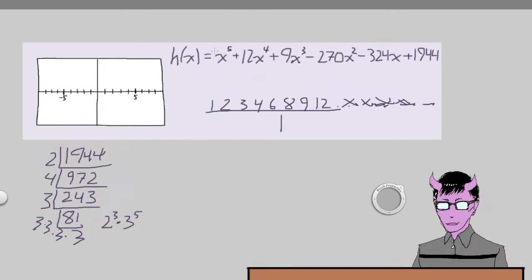Let's check Descartes' rule of signs. So we have plus, plus, sign change number 1, sign change number 2. So there could be up to 2 positive real solutions, or there could be 0 positive real solutions. In terms of negative solutions, let's just check that.